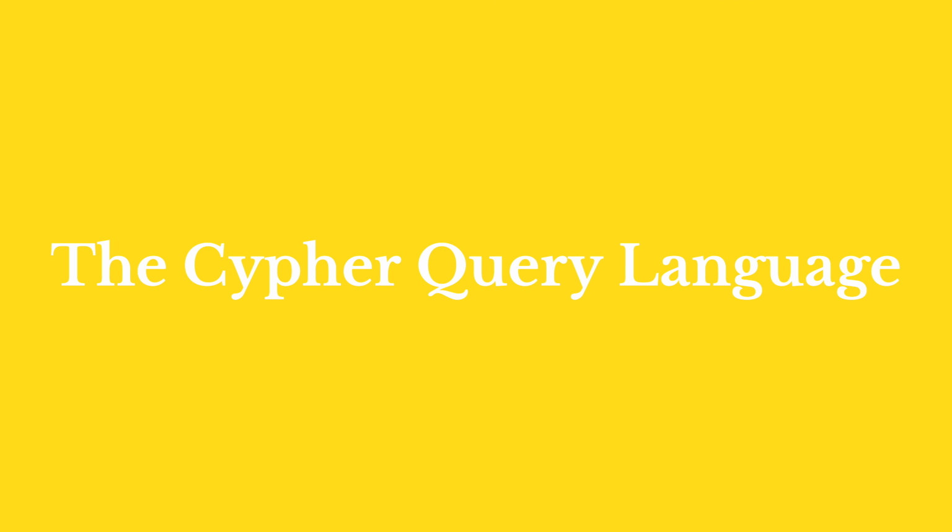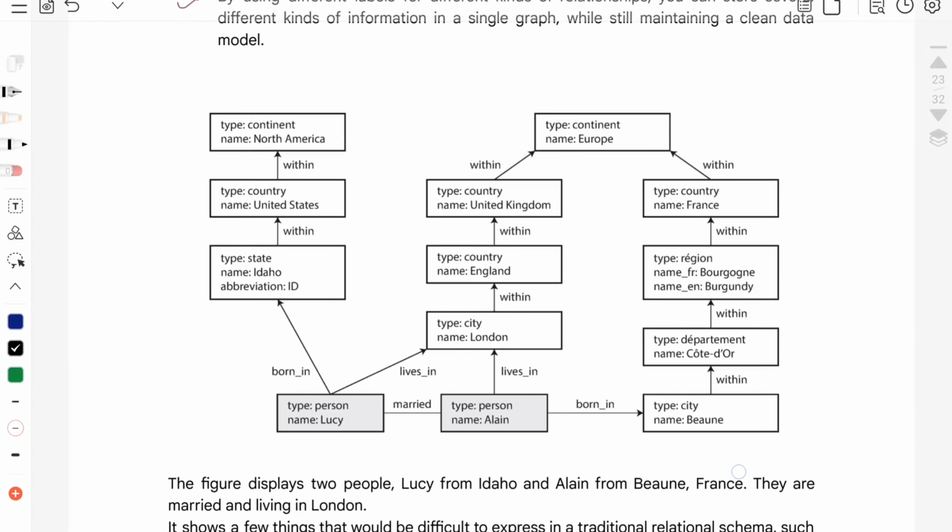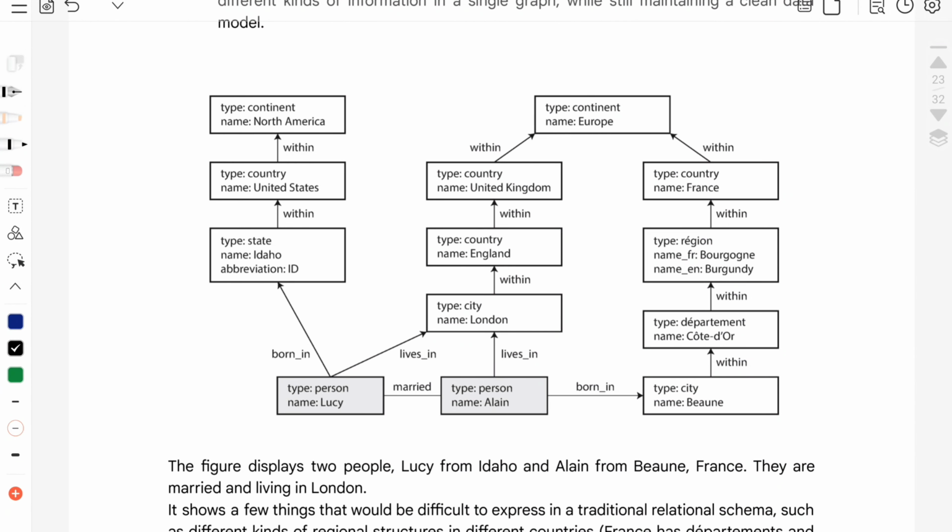The Cypher query language. Cypher is a declarative query language for property graphs created for the Neo4j database. Now, let's look at this diagram again. We saw this diagram in the previous video, and as a summary, this is a graphical representation of data of two people, Lucy and Elaine. Now, we'll insert the left-hand portion of this diagram in the graph database using Cypher language.